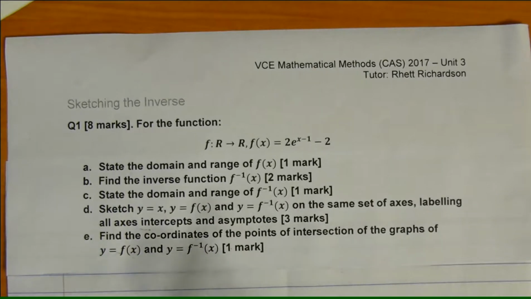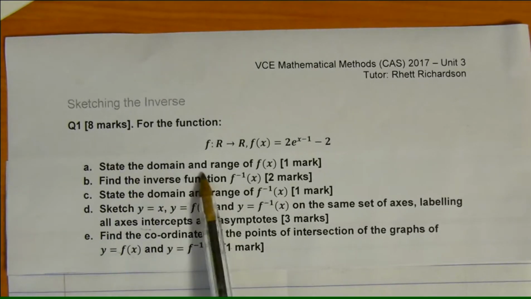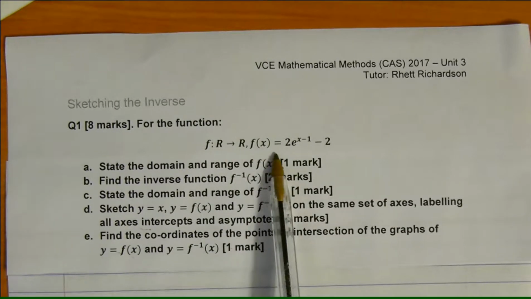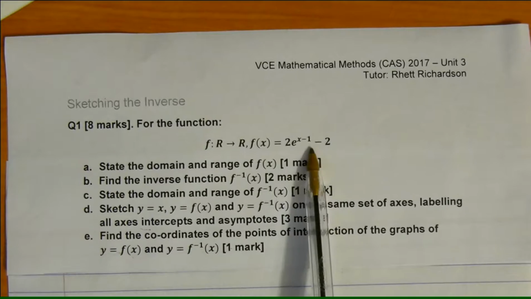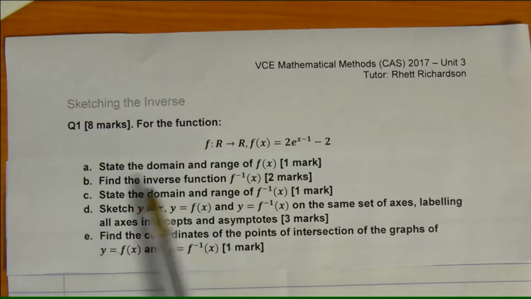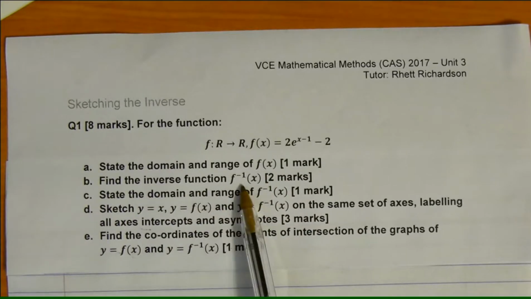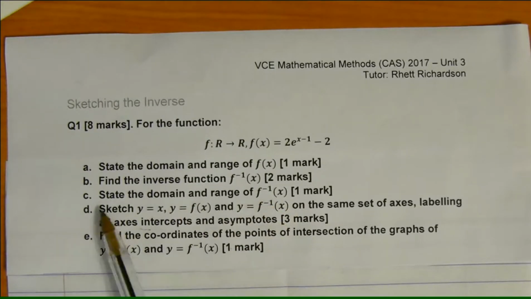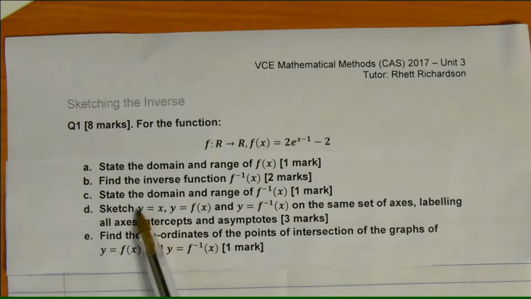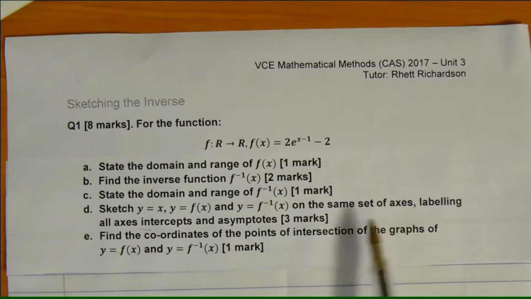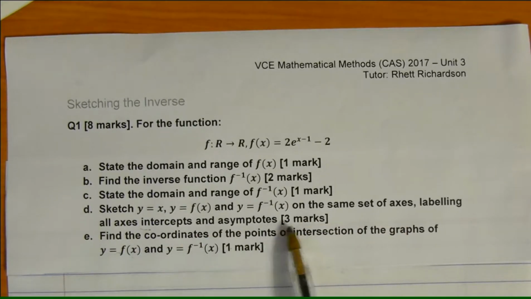So the question, for 8 marks: for the function f such that R maps onto R, f of x is equal to 2e to the x minus 1, minus 2. A, state the domain and range of the function. B, find the inverse of the function. C, state the domain and range of the inverse. D, sketch the line y equals x, y equals f of x, and y equals f inverse of x on the same set of axes, labeling all axes, intercepts, and asymptotes for 3 marks.